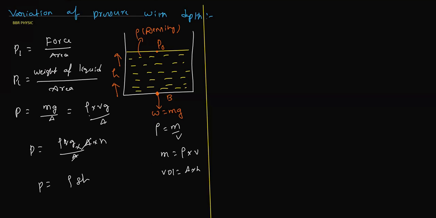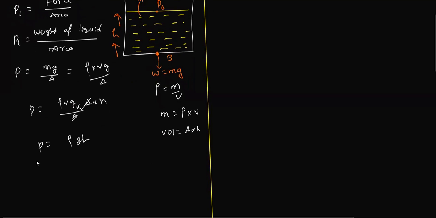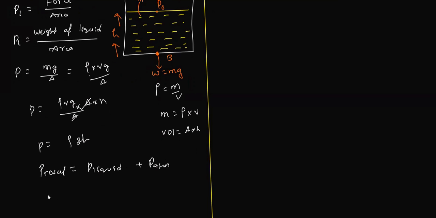So this is nothing but pressure, but not complete pressure. If you want to calculate the total pressure, P total can be written as P liquid plus P atmospheric. P liquid is rho g h, which we got here, plus atmospheric pressure, which is given here as P naught. So plus P naught. This is the final pressure, the total pressure formula.